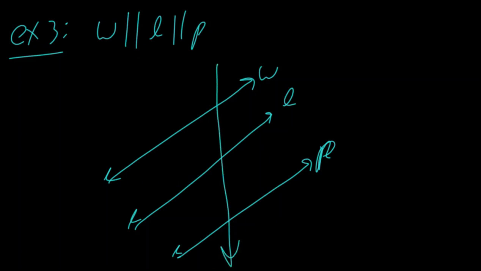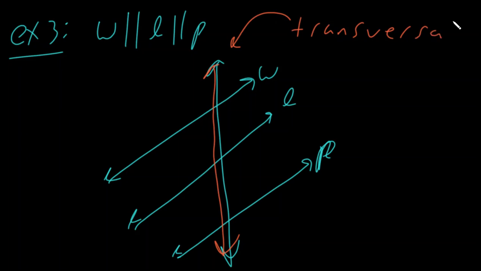Now, I've been holding off on calling this line what it really is, but this line, in fact, let me even highlight it here with this orange color, we actually call it a transversal. So if you hear this word transversal, it just means a line that cuts across parallel lines.